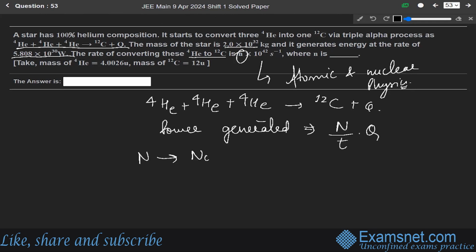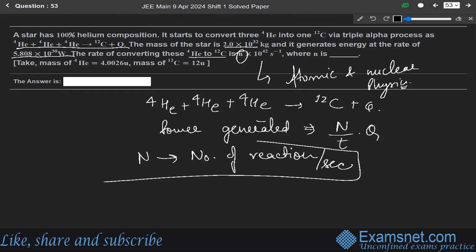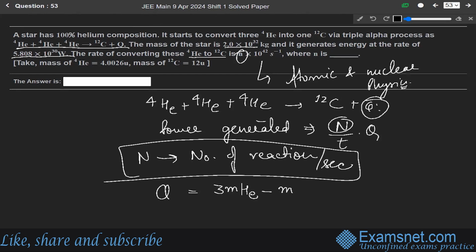N is the number of reactions per second. Okay. So Q will be equal to the energy liberated or generated. It is equal to 3 times the mass of helium minus the mass of carbon, reactants minus product, into C square.